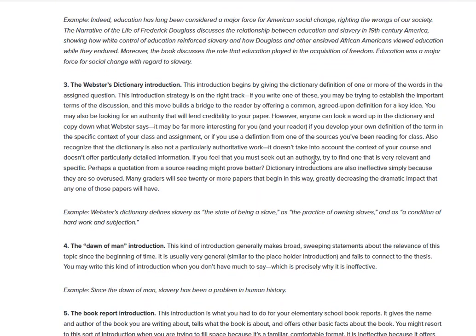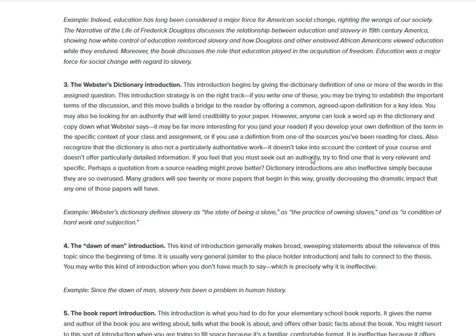Let's see. The Webster Dictionary introduction. This introduction begins by giving the dictionary definition of one or more words in the assigned question. This introduction strategy is on the right track. If you write one of these, you may be trying to establish the important terms of the discussion, and this move builds a bridge to the reader by offering a common agreed-upon definition for a key idea.